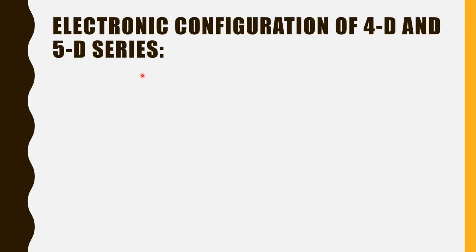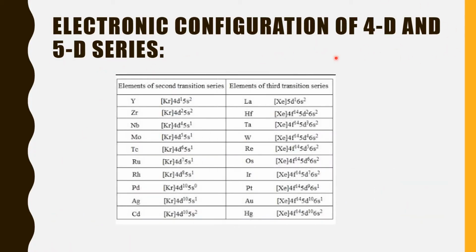Now we are going to see the electronic configuration of the 4d and 5d series. Now let's see the 4d series. The 4d series starts from yttrium to cadmium, as we know. Now let's see the electronic configuration of each element. For yttrium, it is krypton 4d1 5s2.